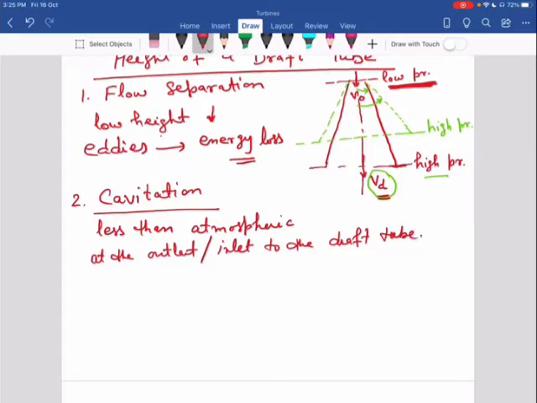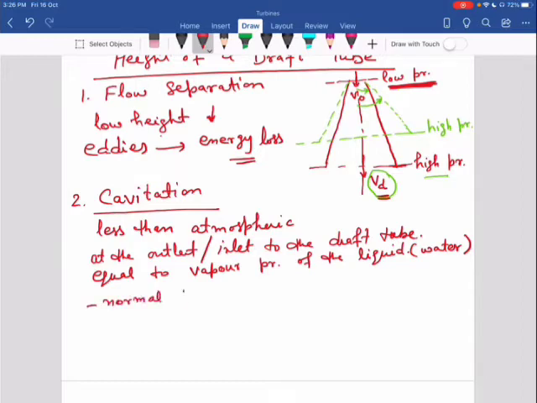a stage comes, the pressure becomes less than, or you can say before less than becomes equal to vapor pressure of the liquid, that is the water. Now, when that pressure becomes equal to the vapor pressure of water, so at normal temperature, the evaporation, or you can say the boiling of water starts. Okay. Now, this boiling forms the bubbles at the room temperature.